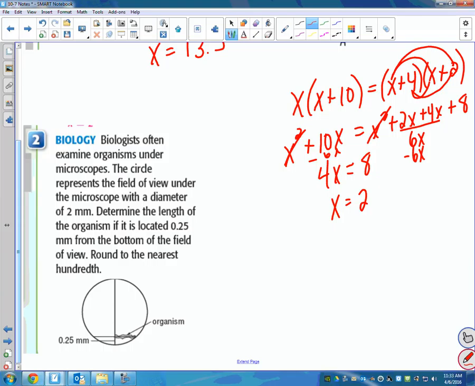Biologists often examine organisms under microscopes. The circle represents the field of view under the microscope with a diameter of 2 millimeters. Determine the length of the organism if it's located 0.25 millimeters from the bottom of the field of view. Now, what do we do?